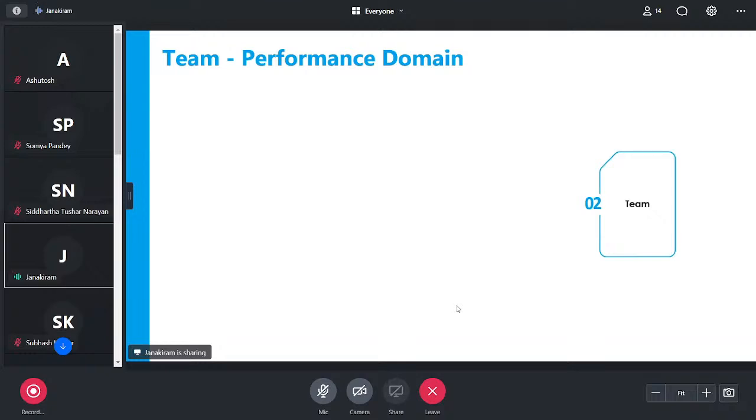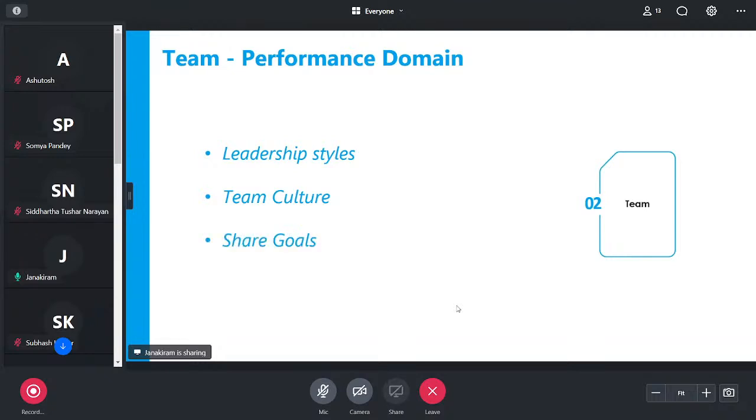The next performance domain, the second out of 8, is the team performance domain. This has all the activities related to how you lead the team. It has aspects of your leadership styles. There are many types of leadership styles, and a project manager need not stick to a single leadership style. He can change his leadership style based on the situation as well. You have your team culture, and most importantly, you have something called shared goals.